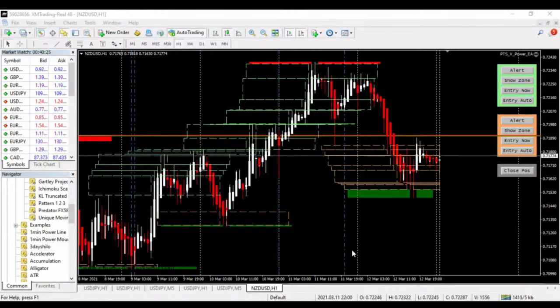Yeah, even one small, tiny lot you put in at the wrong zone can blow your account away, man. You know what I mean? If you've been trading for long, you know what I mean, though.